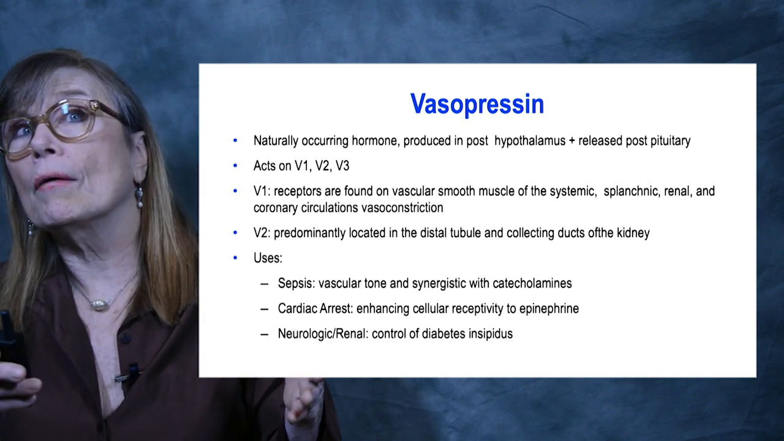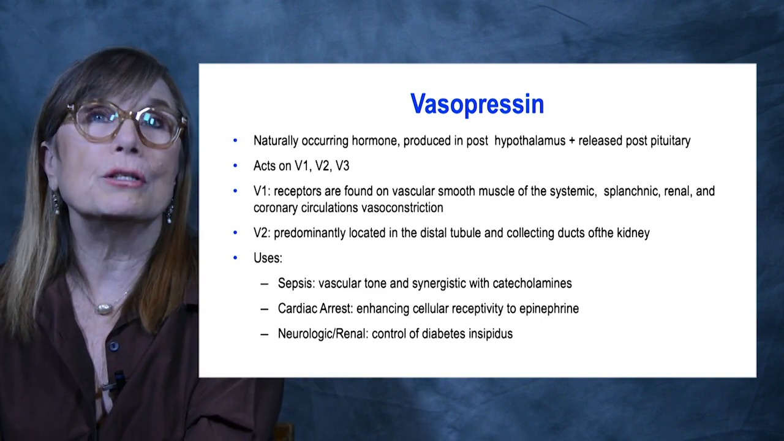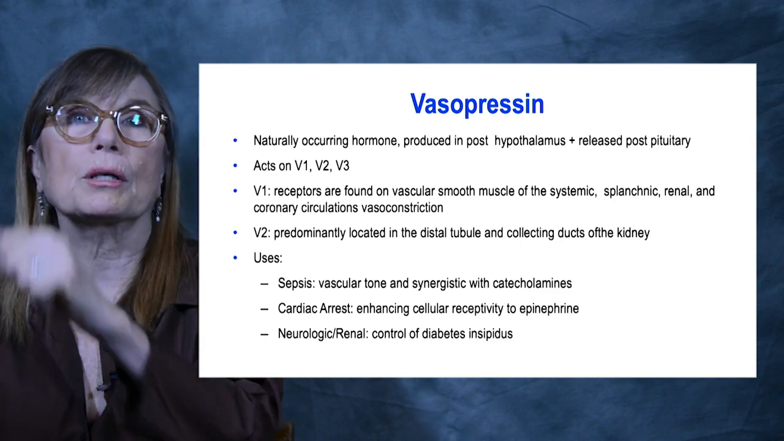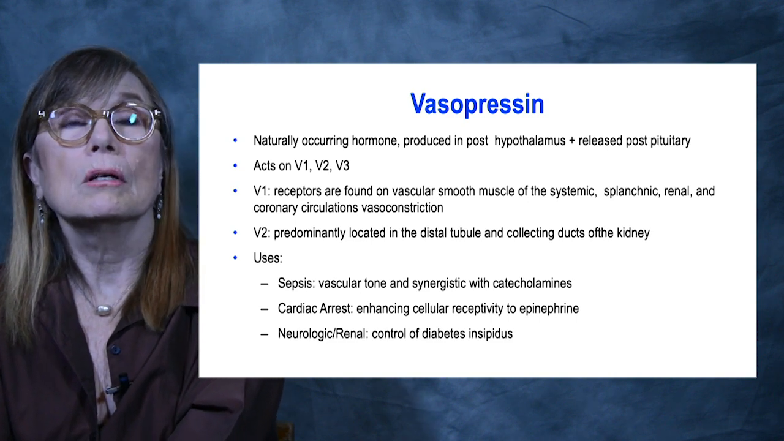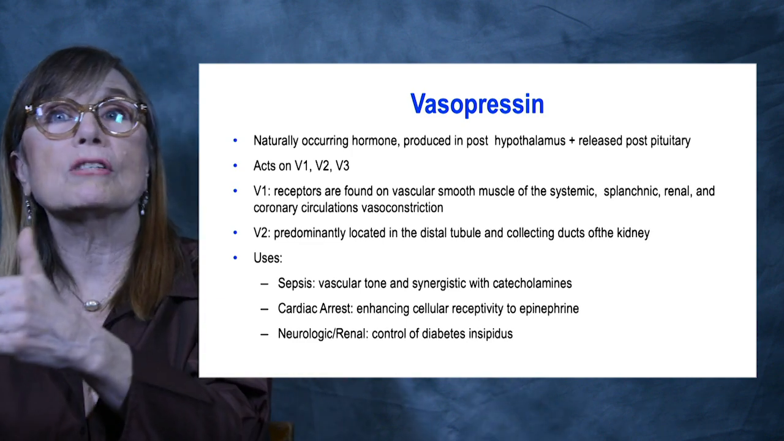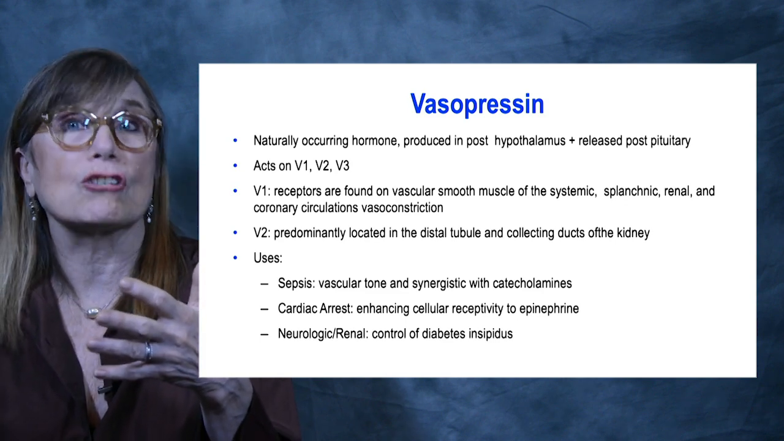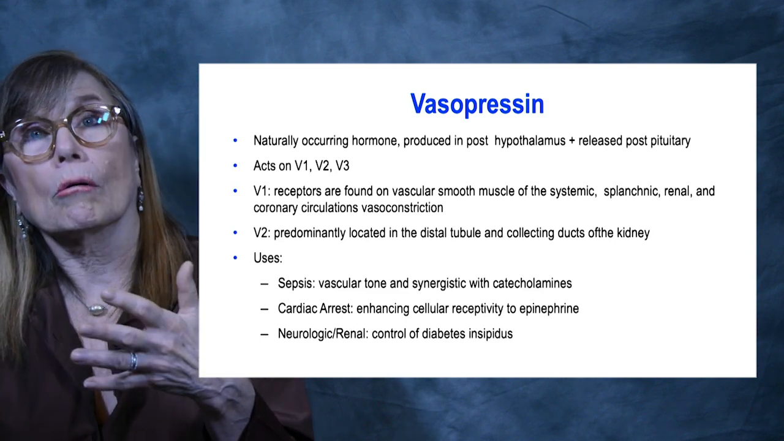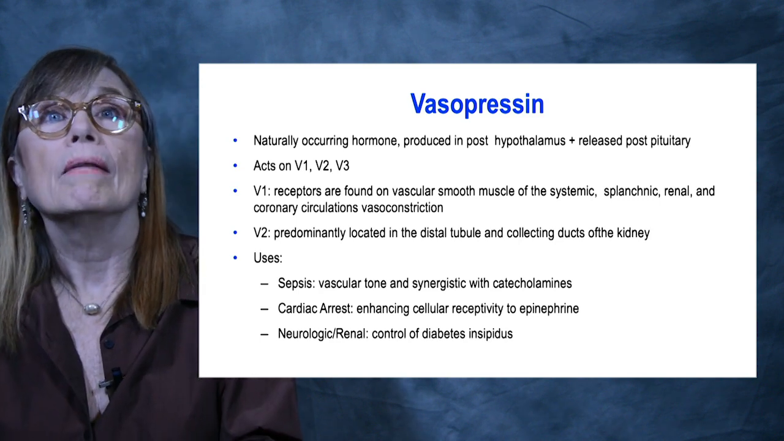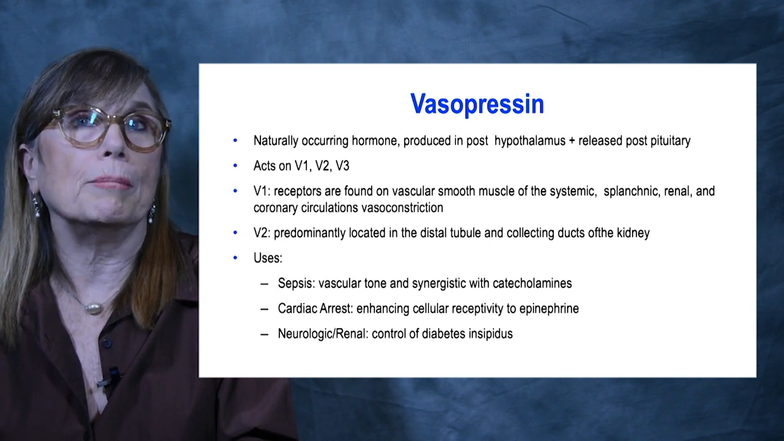So our primary goal for our purposes in this talk of using vasopressin are to induce a synergistic vascular tonal response as vasoconstriction. We use it in sepsis to enhance that vascular tone and be synergistic with catecholamines. We use vasopressin in cardiac arrest, which enhances cellular receptivity to epinephrine and shock. And neurologic or renal, we use vasopressin, but that will be the vasopressin 2 receptor that helps to control urination when it's inappropriate. That's the control of diabetes insipidus.